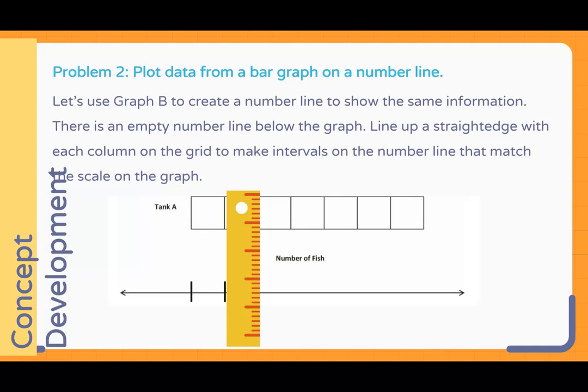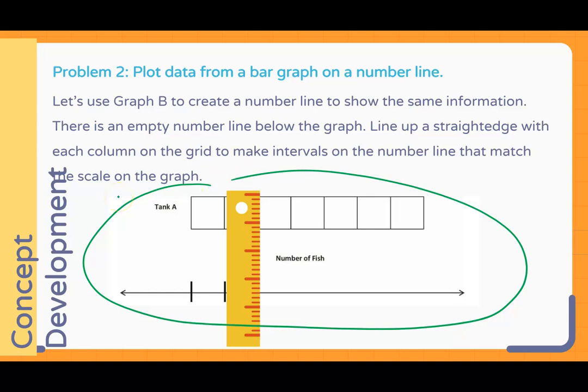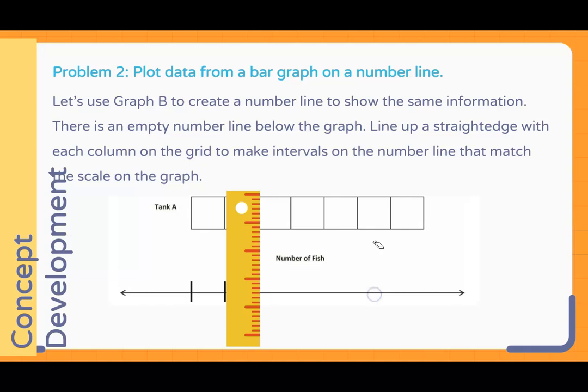Alright, so we're going to use graph B to create a number line to show the same information, the empty number line below the graph. Line up. Okay, go ahead and draw this. You don't need a ruler. Okay. In your journal, just draw your strip diagram first.